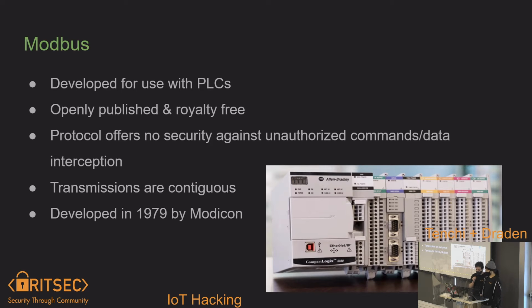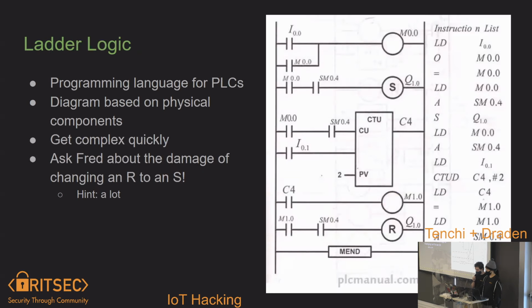This was developed in 1979 by Modicon. PLCs use something called ladder logic, which has become a programming language for PLCs, which are based on a diagram of physical components, and they get complex very quickly. If you'd like to know more about the damage that this complex stuff can cause, ask Fred about what happens if you change an R to an S. The answer is millions of dollars in damage.